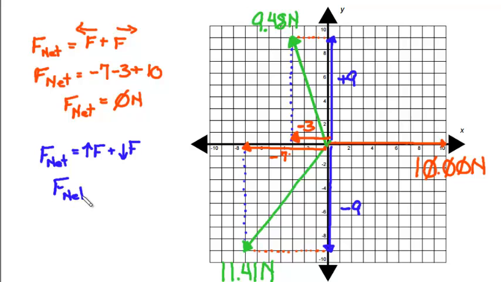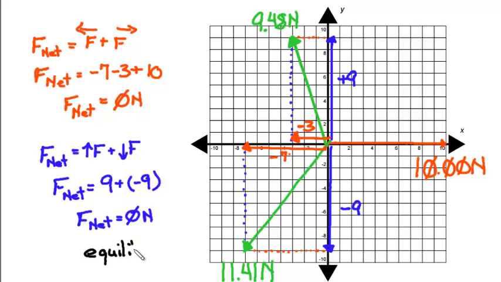So force net equals, I'm just going to start with positive 9. And I'm going to add negative 9. When I solve, I get the force net in the y-axis to equal 0, and once again newtons. Now because the force in the x-axis is 0 and the force in the y-axis is 0, I get to say that this set of vectors is in equilibrium. In other words, there is no resultant.